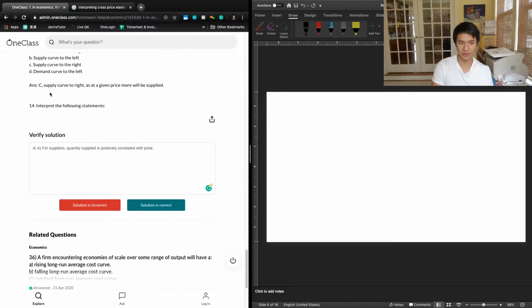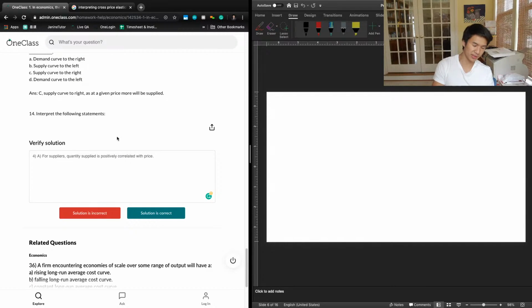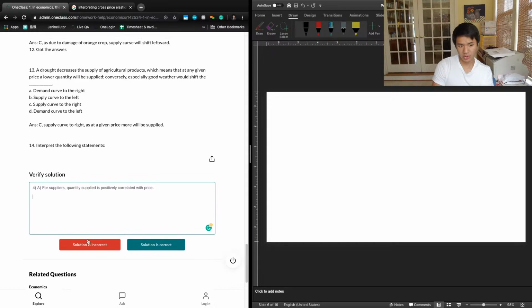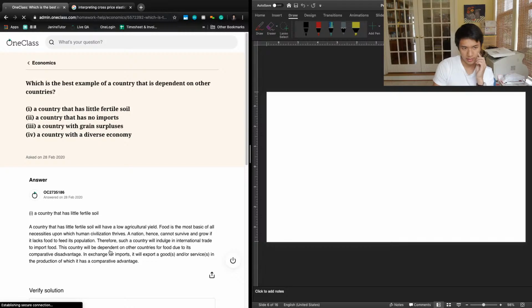And we can take a look at the previous year's answer. And they also say C, supply curve to the right, as at a given price, more will be supplied. So we are done with this list of questions. We're going to mark this solution as incorrect just because for 4, we disagreed with the previous year's answer. But other than that, all the other questions are right. Let's take a look at the next question.